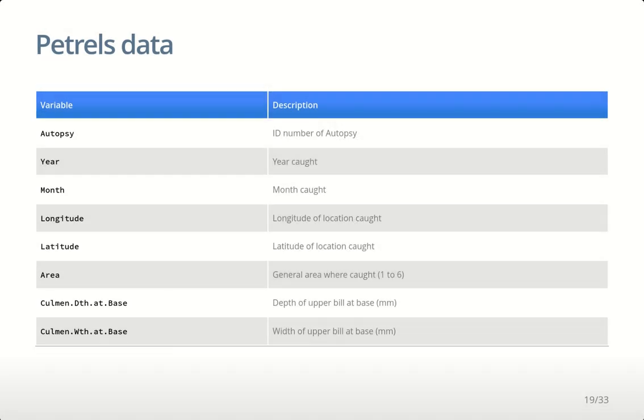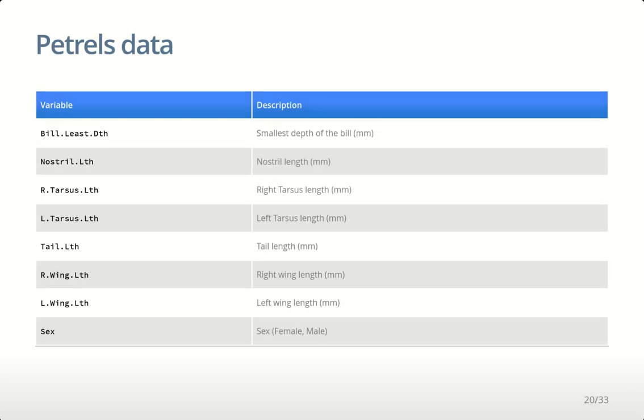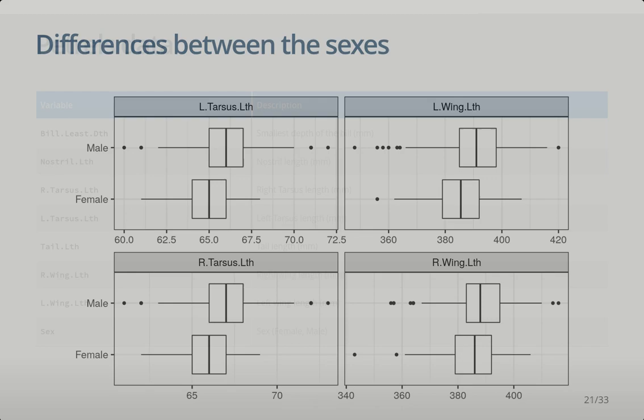And we have a number of measures. We've got an ID number, the year it was caught, the month it was caught, where it was caught, longitude and latitude. Thus I could produce that map, the general area it was caught, and various measurements. So the common depth, the bill least depth, the nostril length, the tarsus length, that's the legs, isn't it? Right and left, the tail length, the right and left wing length, the sex.